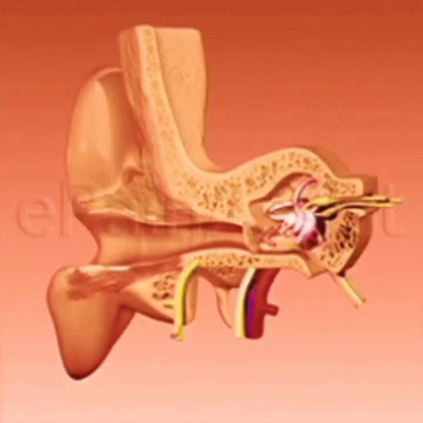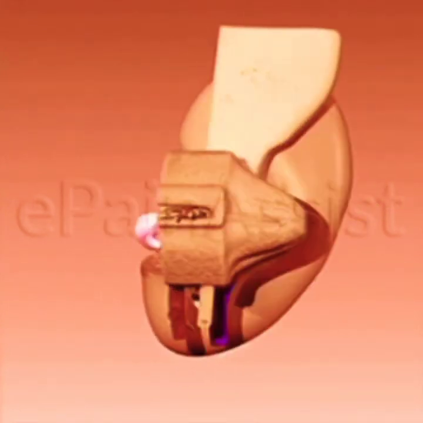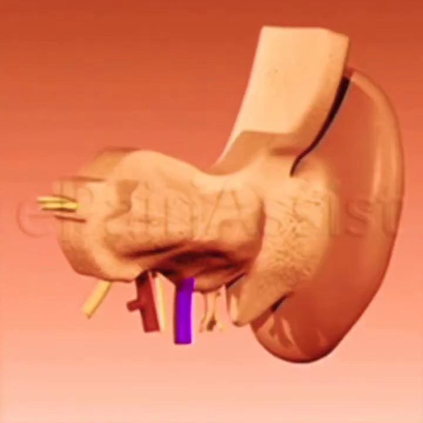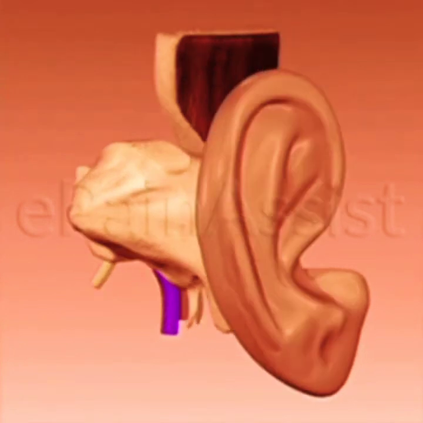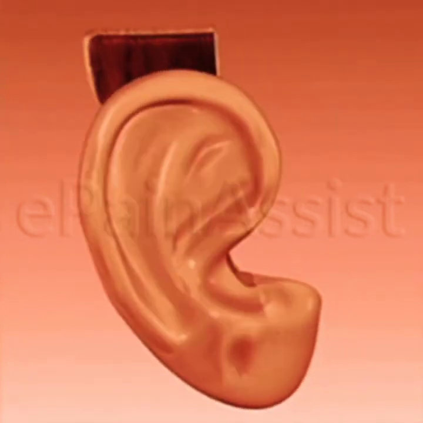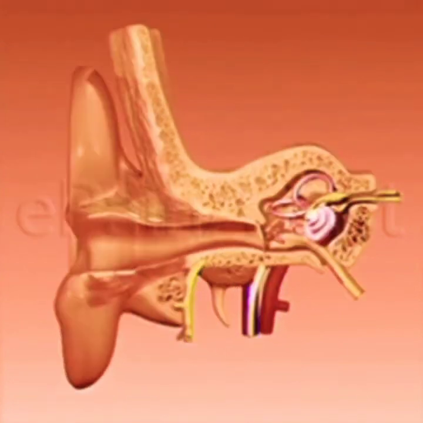The human ear has 3 portions: outer ear, middle ear and inner ear. The outer ear consists of the pinna and the external auditory canal. The outer visible part of the ear is called the pinna. Its function is to collect sound waves and funnel them to the interior of the ear.